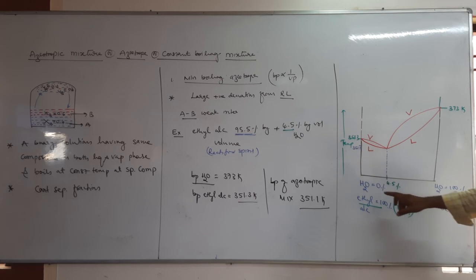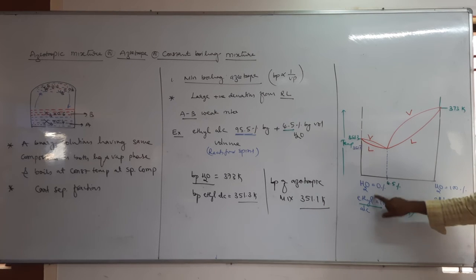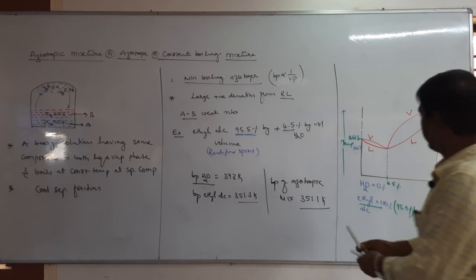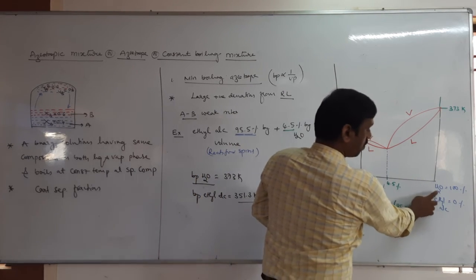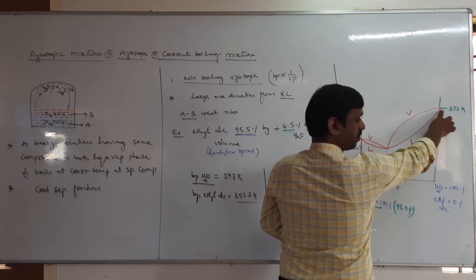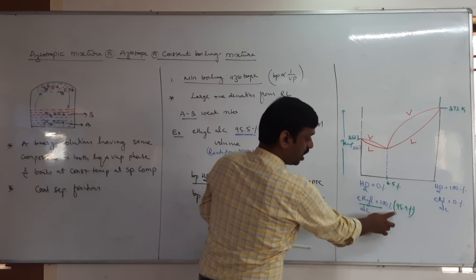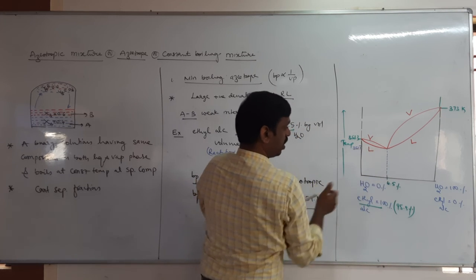How? See here, water we have taken 0 here, water 100%, ethyl alcohol 100, ethyl alcohol 0. Since ethyl alcohol is 100%, its boiling point is somewhere here. Next, what is the boiling point of water? 373. Then at this particular composition, 4.5 water, 95.5 alcohol, it boils at this temperature, no?